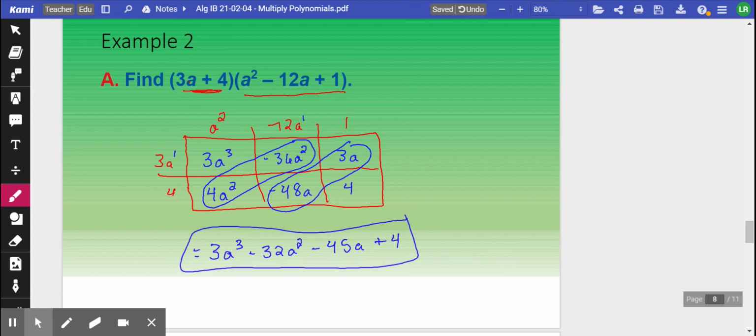Okay. Now, I showed it with the box. Yes, it is possible to do it using the, quote-unquote, FOIL method, okay? Because you would just start with the 3a, you would distribute that, and then you would go to the 4, and you would distribute that. That's essentially what we're doing in the box, okay? Just the box organizes the information. It's a little easier to see.